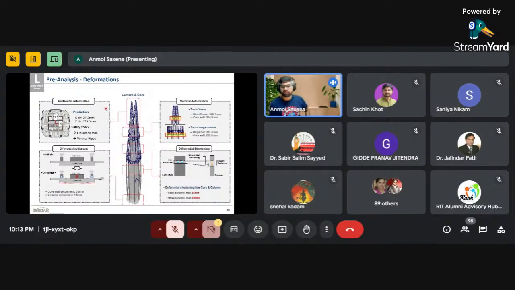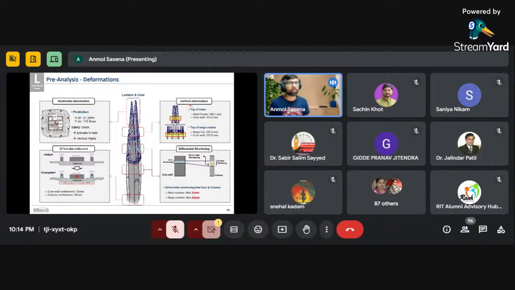During the pre-analysis of this tower, what they noticed is the horizontal deformation prediction was around 27.2 mm in the x direction and 115.5 mm in the y direction. We have to provide safety checks for the elevator and the vertical pipes. There was also a differential settlement in the foundation, which is 35 mm in core walls and around 16 mm in columns.